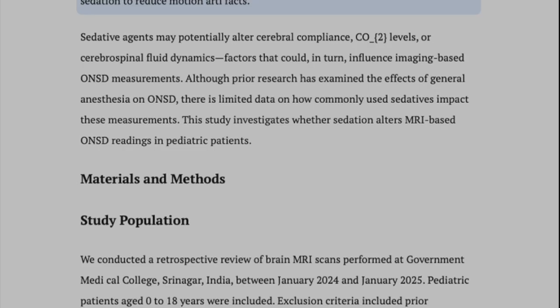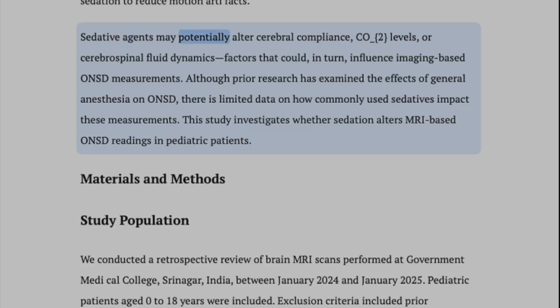While ultrasound offers rapid bedside evaluation, its operator-dependent nature can introduce variability. MRI, on the other hand, provides a high-resolution and reproducible alternative for ONSD measurement. However, performing MRI scans in children frequently necessitates sedation to reduce motion artifacts.